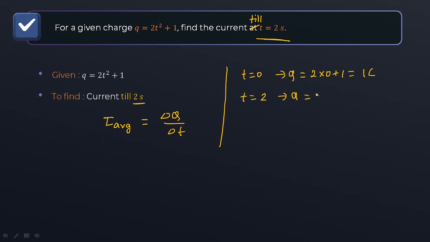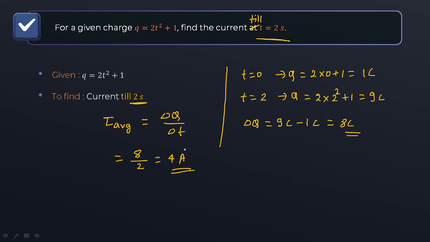At t equals 2 seconds, how much charge has flown? So we can write 2 into 2 square plus 1. So it will be how much? 2 to the 4, 2 the 8, plus 1, 9. So 9 coulomb, right? So can I say that delta Q will be equal to 9 coulomb minus 1 coulomb, that will be equal to 8 coulomb? Yes or no? Time taken is 2 seconds. So we can write I average equals 8 divided by 2, that will be equal to 4 ampere.